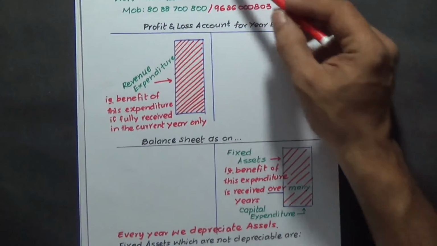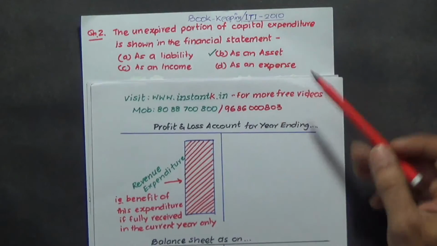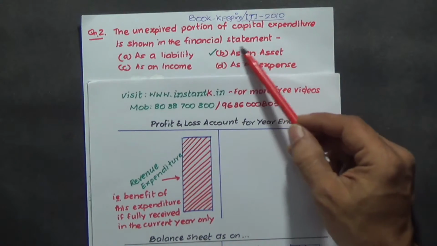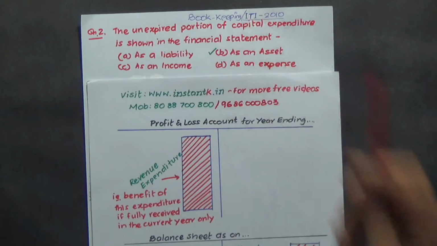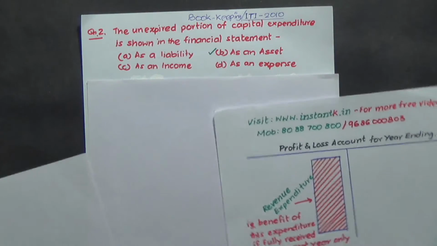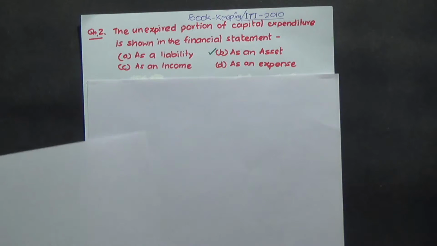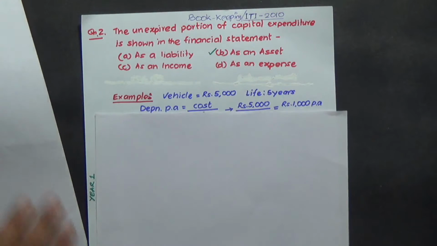So now we know what is financial statement. We also know what is capital expenditure. Now we'll go to the unexpired portion of capital expenditure. Unexpired portion means, here, let us take an example.